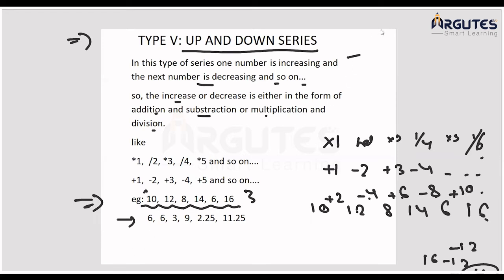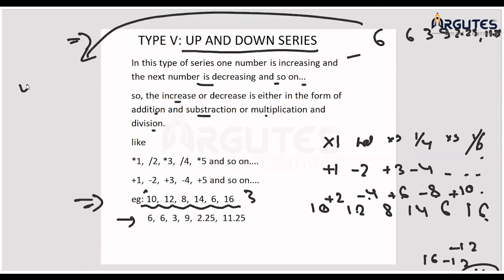Okay, so this was in terms of addition and subtraction. This example: 6, 6, 3, 9, 2.25, 11.25. Now what about this? This seems to be constant, then this is decreasing, then increasing, then decreasing, then increasing. So by this result, it is confirmed that this is an ups and down series. Now how to recognize the ups and down series? Either something will be getting added or subtracted, or something will be multiplied and divided. So 6 and 6, can we say that it is into 1? Then this 6 and 3, so it's divided by 2. Then this 3 and 9, so it's 3 times.